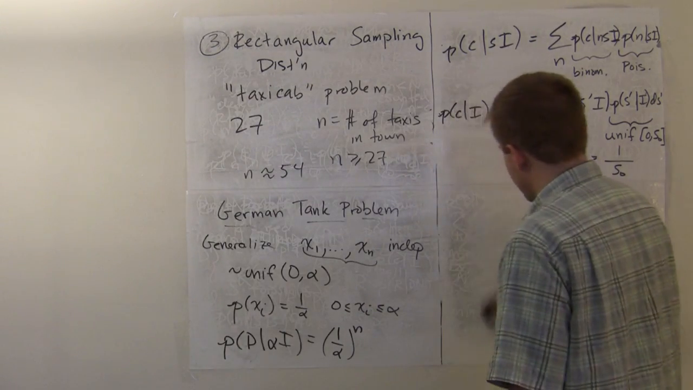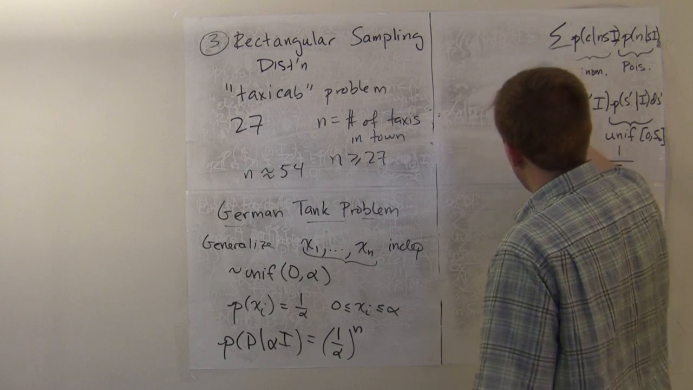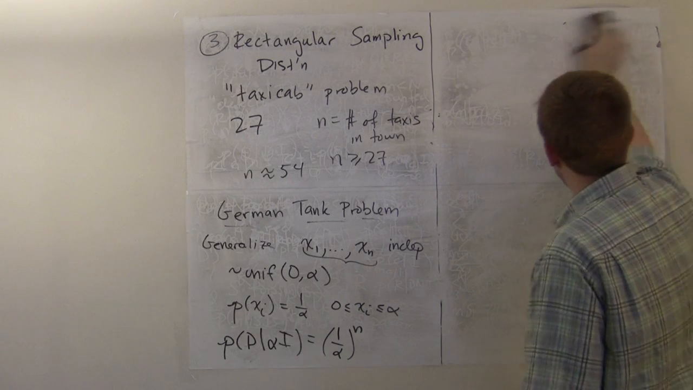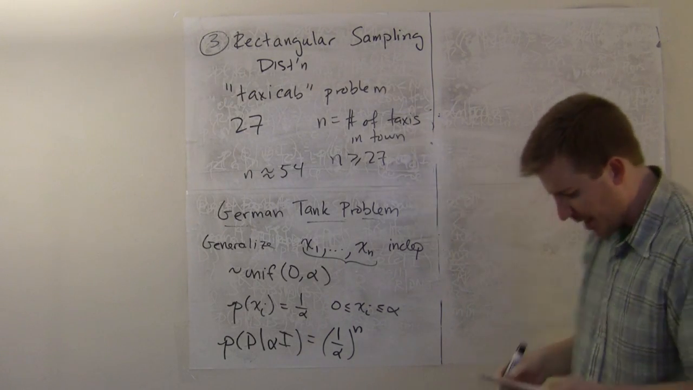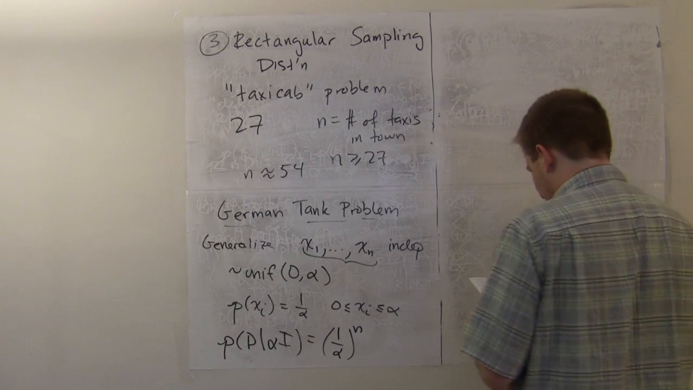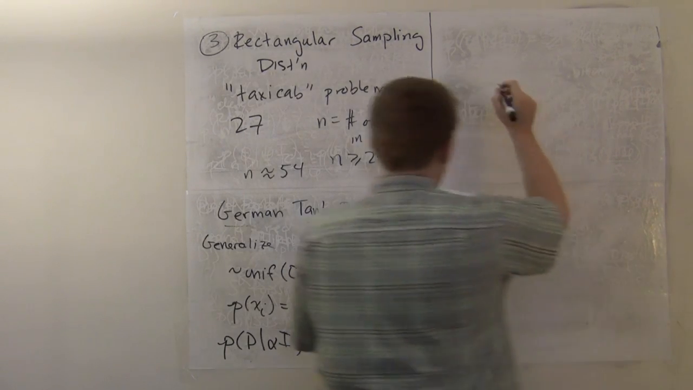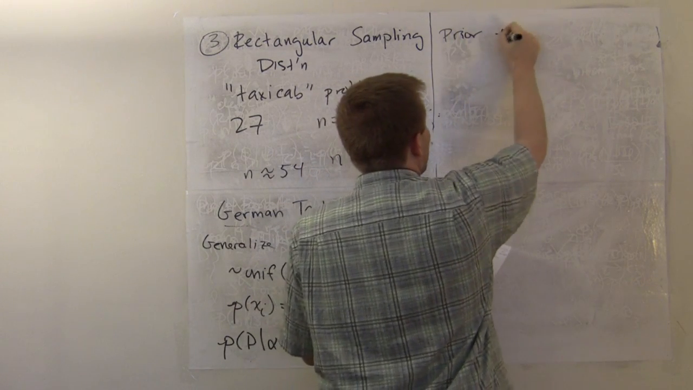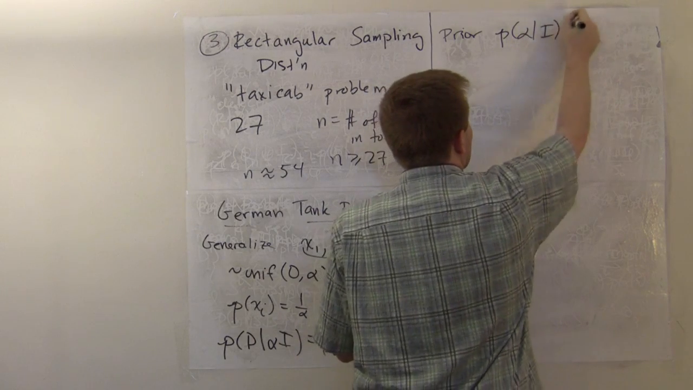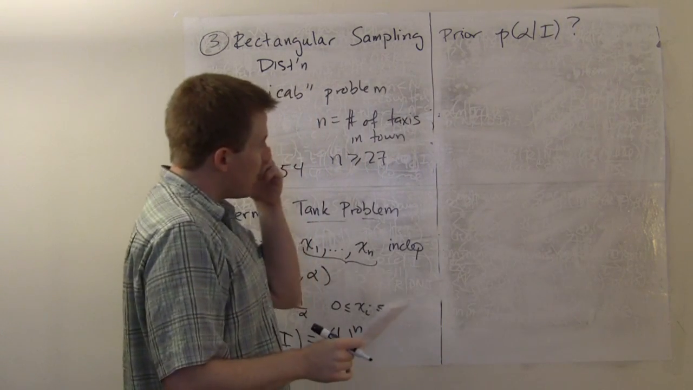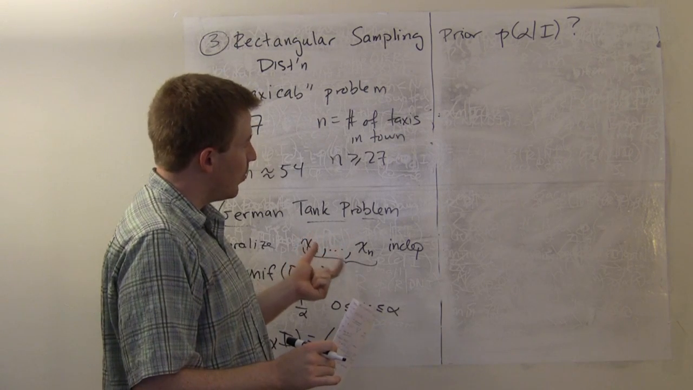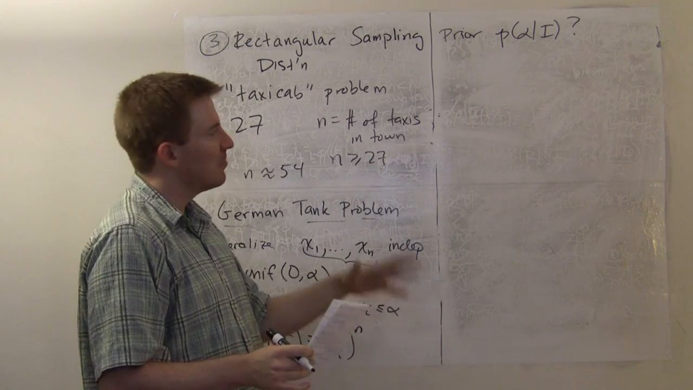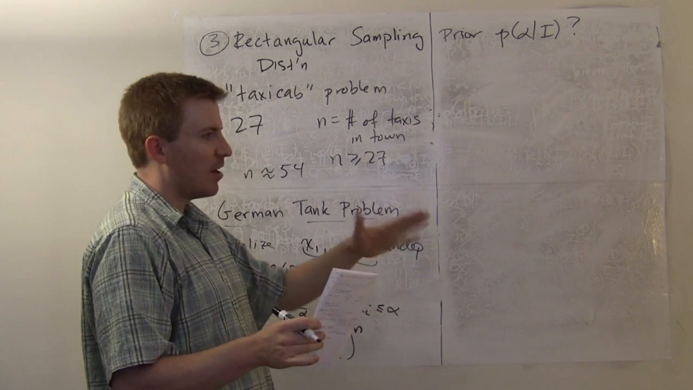So the question now is, all right, given that data, what can we say about alpha? What can we say about this maximum number, which would be like the number of cabs produced or the number of German tanks? As per usual, we have to think about what our prior is. Our prior probability for alpha will have to be something in order for the Bayesian program to go through. And what we'll try to do is assume something very minimal. We want to make as small an imposition on the problem as we can.